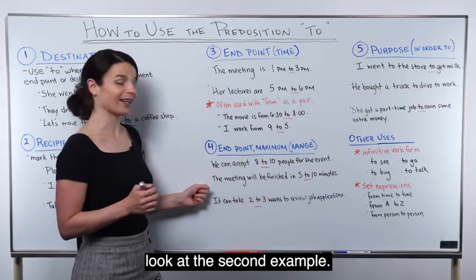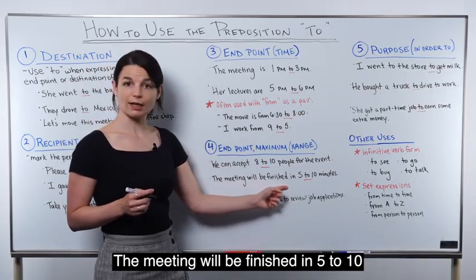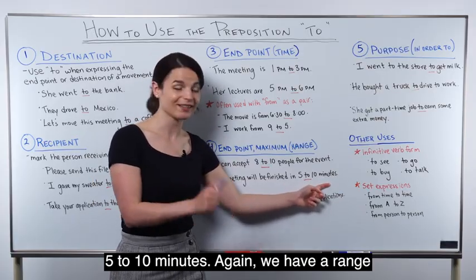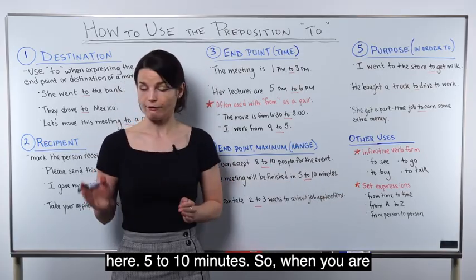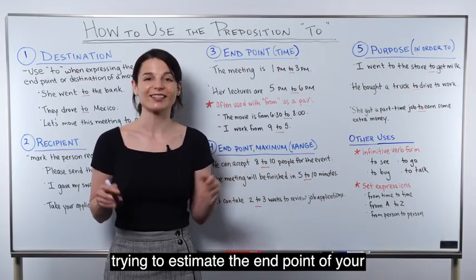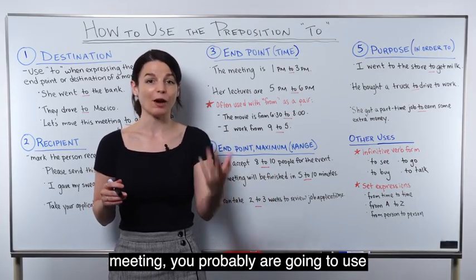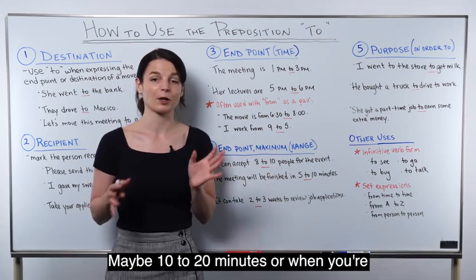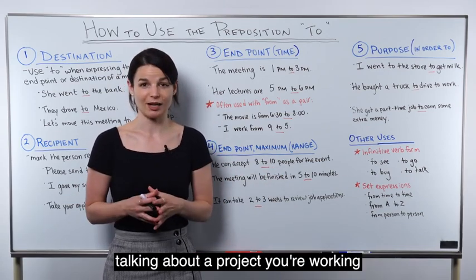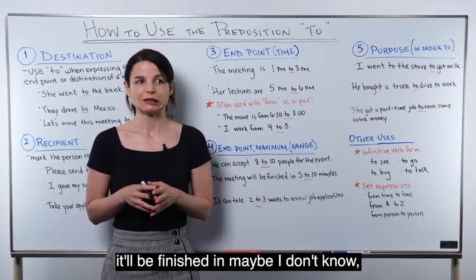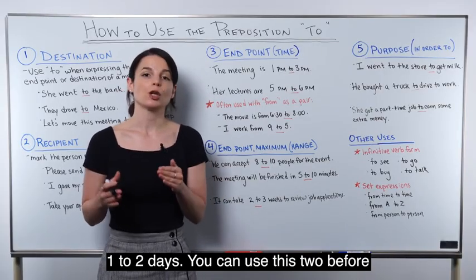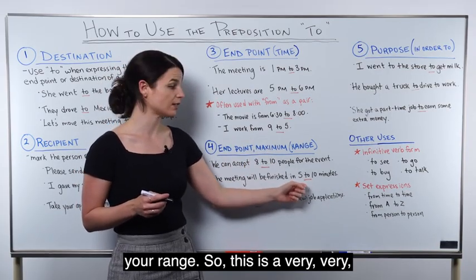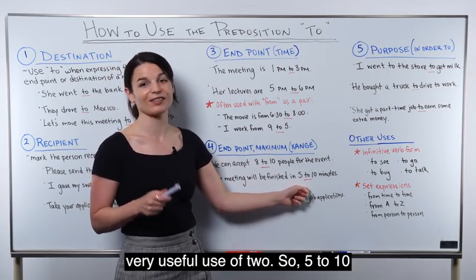Okay, let's look at the second example. The meeting will be finished in 5 to 10 minutes. Again, we have a range here, 5 to 10 minutes. So when you are trying to estimate the end point of your meeting, you probably are going to use an expression like this, maybe 10 to 20 minutes. Or when you're talking about a project you're working on, it'll be finished in maybe, I don't know, 1 to 2 days. You can use this to before the end point or the maximum point for your range. So this is a very useful use of to.